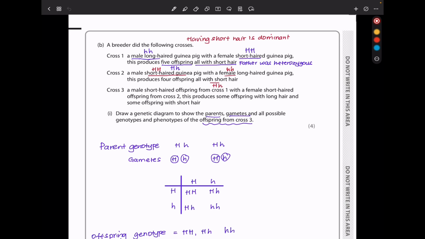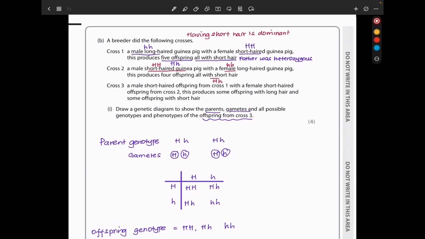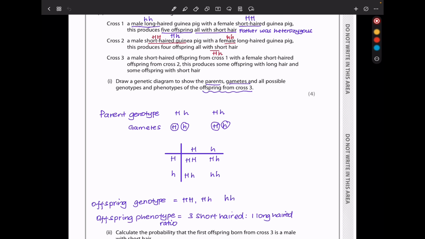In cross 3, a male short-haired offspring from cross 1 with a female short-haired offspring from cross 2. This produces some offsprings with long hair and some offsprings with short hair. Draw a genetic diagram to show the parents, gametes, and all possible genotypes and phenotypes of the offsprings from cross 3.